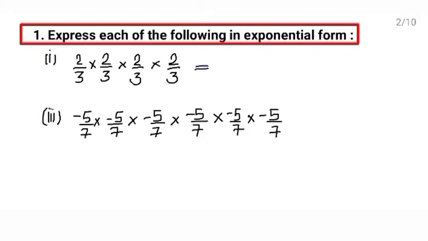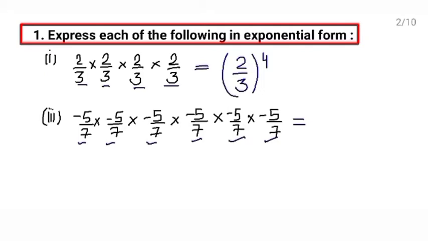Okay. So as I told you while explaining laws, firstly check how many times 2 upon 3 is multiplying by itself. 2 upon 3 is multiplying by itself 4 times. So right here 2 upon 3, its power will be 4. Next, how many times minus 5 upon 7 is multiplying by itself? Check it. 1, 2, 3, 4, 5, 6. 6 times. So write minus 5 upon 7. Its power will be 6.